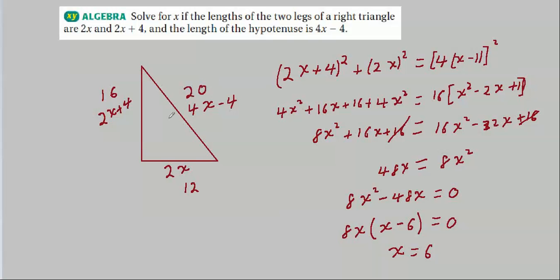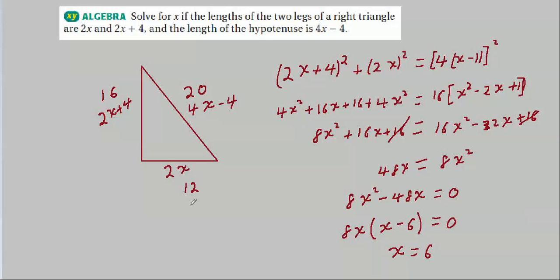So we got 12, 16, and 20. Well, do these make sense? Could this be a right triangle with dimensions 12, 16, and 20? Remember the 3, 4, 5 triangle I told you about, and all multiples? Well, suppose we multiply everything by 4.